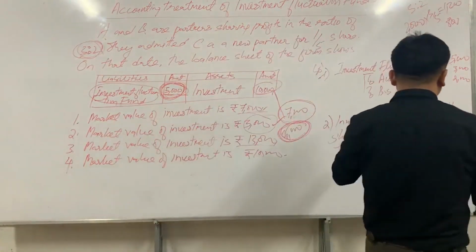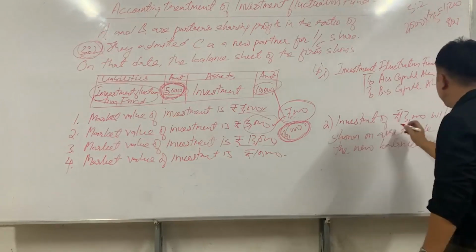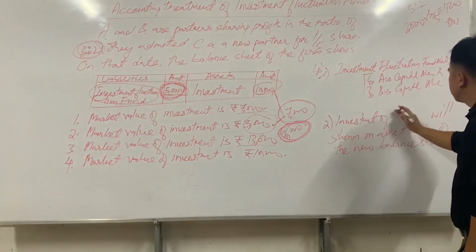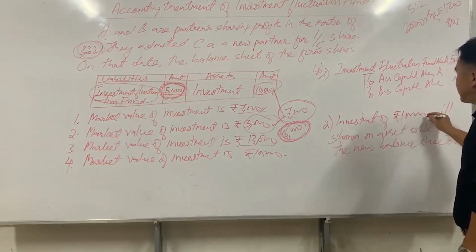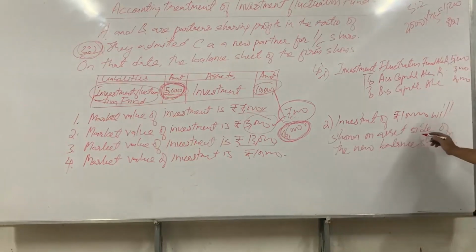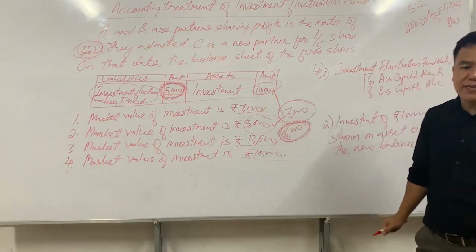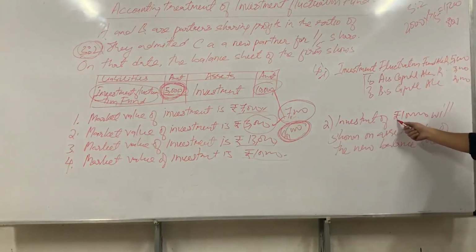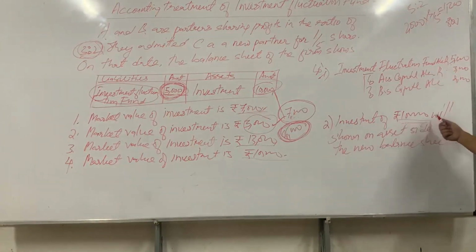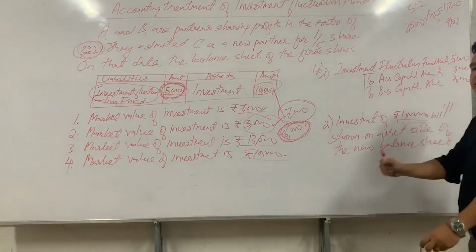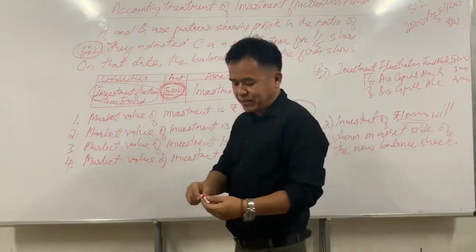So investment of rupees 10,000 will be shown on the asset side of the balance sheet. Since the current value of investment is 10,000, we have to write 10,000 here. So this 10,000 will be shown on the asset side of the new balance sheet.